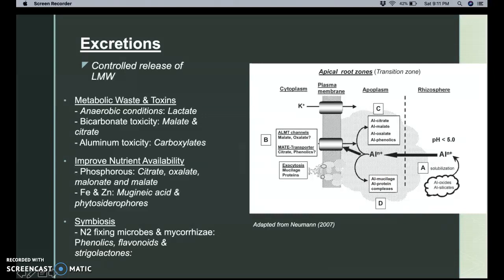Excreted substances are also associated with the mechanisms enlisted by nutrient-stressed plants to mobilize availability of nutrients such as zinc, phosphorus, and iron. Important symbiotic relationships with nitrogen-fixing microbes and mycorrhizal fungi are also dependent on the excretions of phenolics, flavonoids, and strigolactones excreted into the rhizosphere.